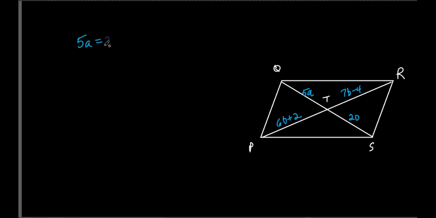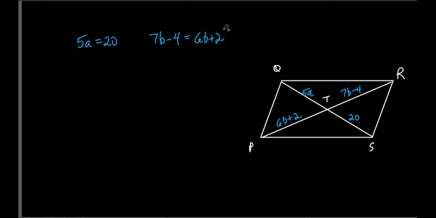That's it. 5A equals 20. Because remember, the diagonals should bisect each other if this was to be a parallelogram. So this and this would be equal. So I set them equal to each other. What else do I know are equal? Yep, 6B plus 2. Just to make the algebra a little bit easier, I'm going to put the bigger number first. Is that all right? So 7B minus 4 should equal 6B plus 2. And now all I've got to do is solve for A and B.